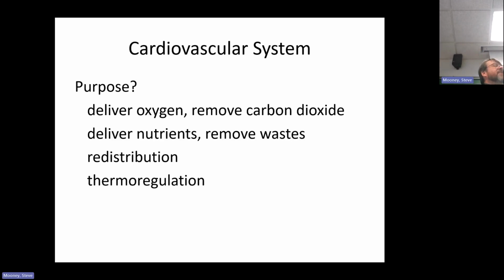Pumps blood. Everybody knows about that one. So with that pumping of the blood, we deliver oxygen and we remove carbon dioxide. That gas exchange occurs in the lungs. We deliver nutrients and remove wastes. Those exchanges occur at the tissues. We move stuff around from different parts of the body to other parts of the body. So that's the highway. That fat will get moved from, say, the liver to the muscles or vice versa. Adipose tissue to the muscle, wherever it needs to go.